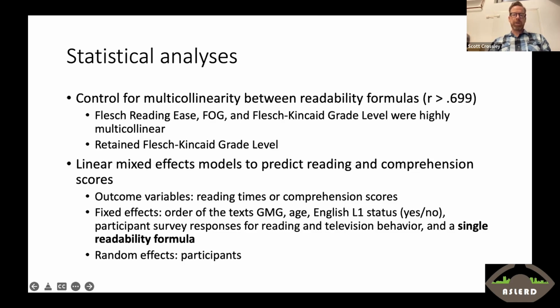We used linear mixed effects models to predict reading and comprehension scores. Our outcome variables were 2, so we had 2 linear mixed effect models: reading time and comprehension scores. Reading time is basically how long it took them to read a text. Comprehension scores was the average score for the reading comprehension multiple choice questions. We put in a number of fixed effects, including the order of the texts, because oftentimes you're going to read faster as you go through the experiment. The Gates-McGinty scores, their age, English L1 status, whether they were first language speakers of English or not, participant survey responses for reading and television behavior, and 1 single readability formula. And the random effects were the participants.